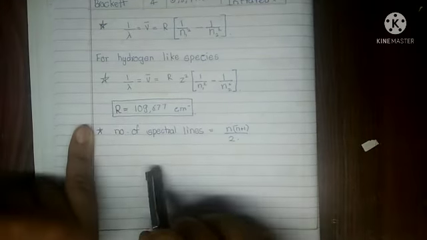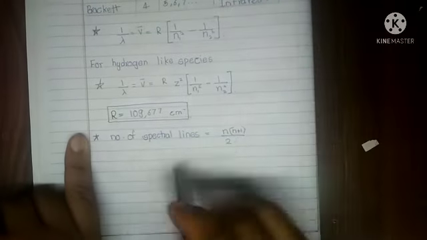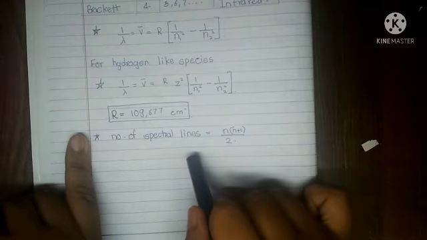Number of spectral lines is equal to n into (n plus 1) upon 2. This is the formula to find the number of spectral lines.